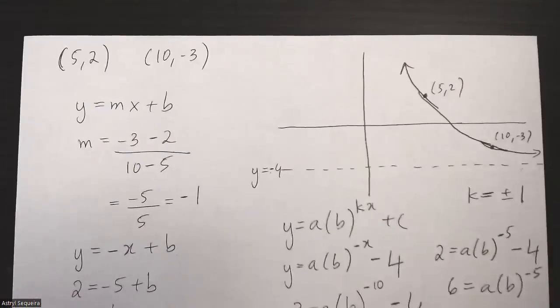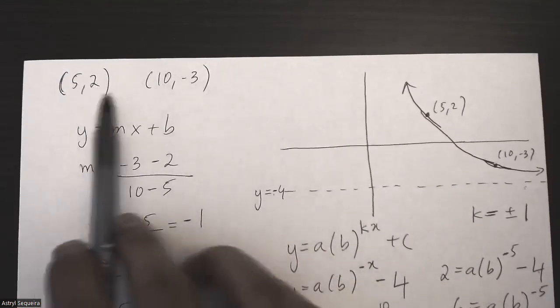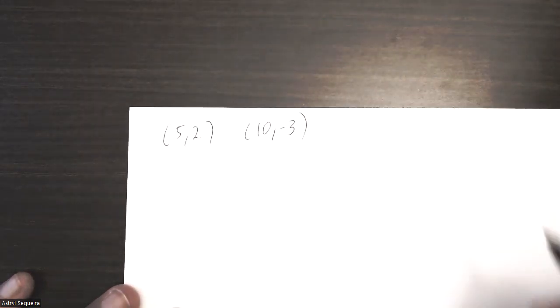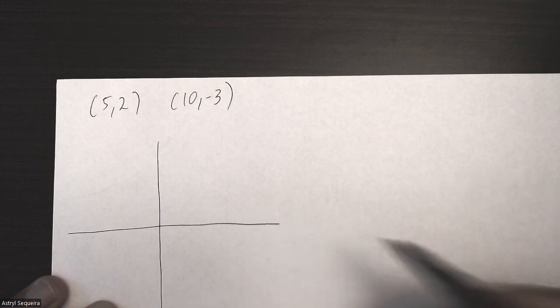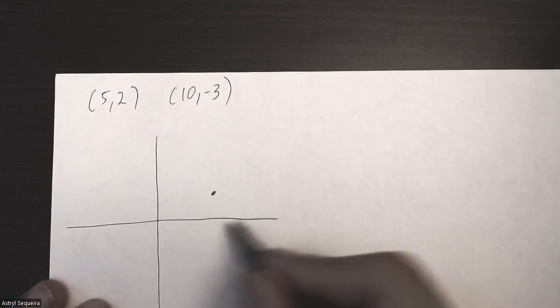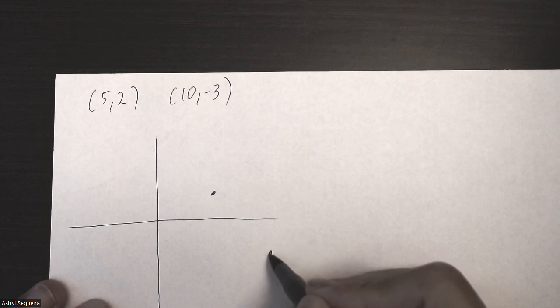Now, third and final, let's do the log function that passes through these 2 points over here: 5, 2 and 10, negative 3. So again, we'll start with a sketch for a log function, because exponentials and logs are a lot harder than linear. You want to sketch it out. So 5 and 2, then 10 and negative 3.